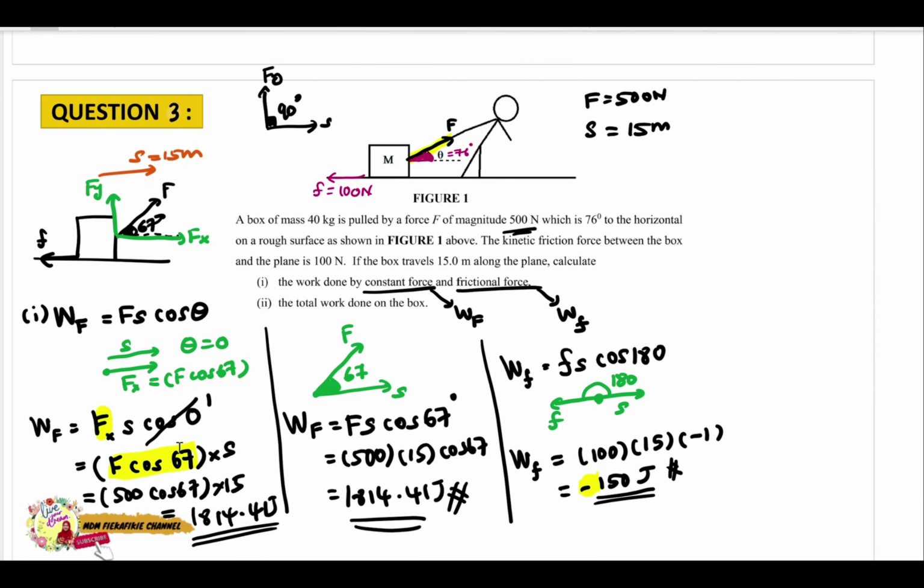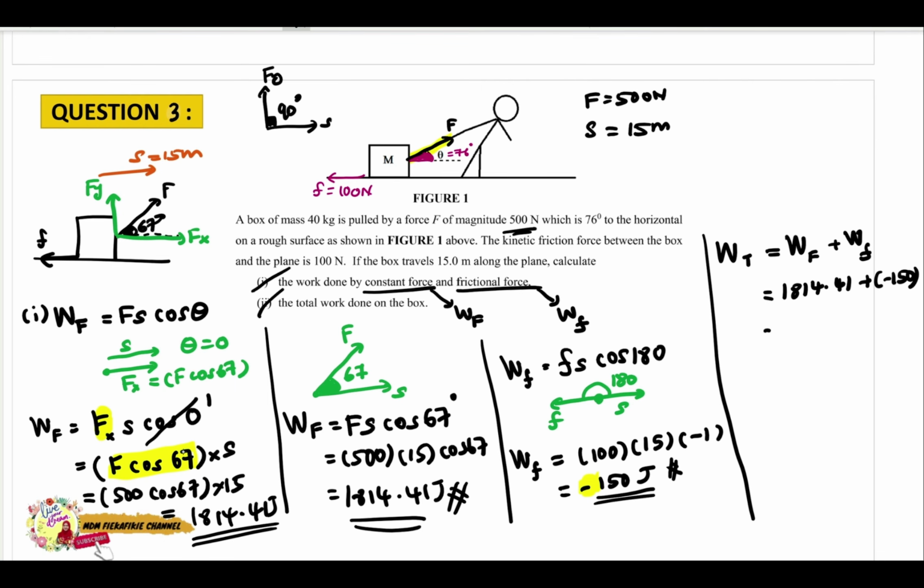Negative 150 Joule. The total work done, or you can write it as W net, is equal to the work done on the system by the external force plus the work done by the system against the frictional force. So 1814.41 Joule plus friction, which is negative 150. So you will get the answer 314.41 Joule. Okay, so this is the answer.